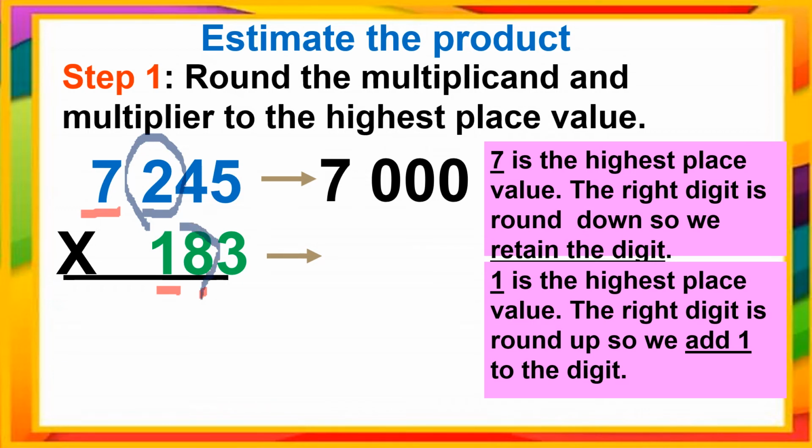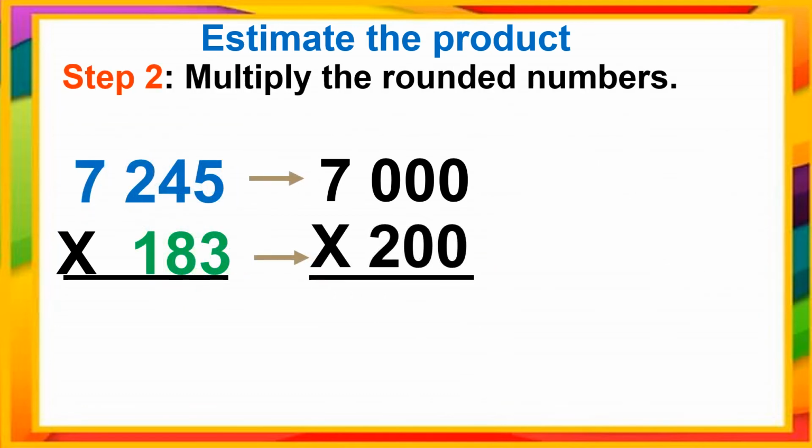Since that 8 is the number at the right of 1, what are we going to do? Are we going to round up or round down? Exactly, we're going to round up. So when we round up, we're going to add 1 to the number to be rounded. So 1 plus 1 will become 2, and all numbers at the right of 1 will become 0. So 183 rounded to the nearest hundreds will become 200. Now let's proceed to the next step. We're going to multiply the rounded numbers.